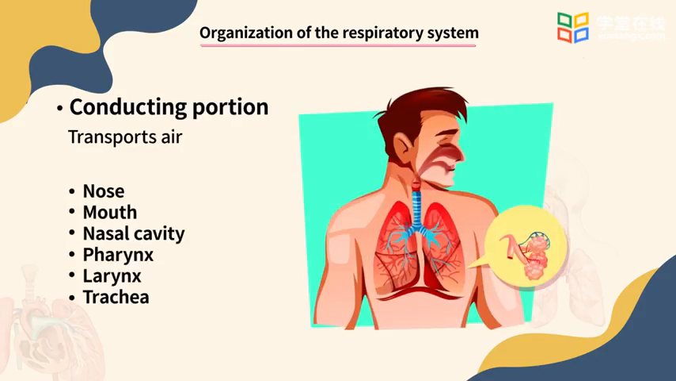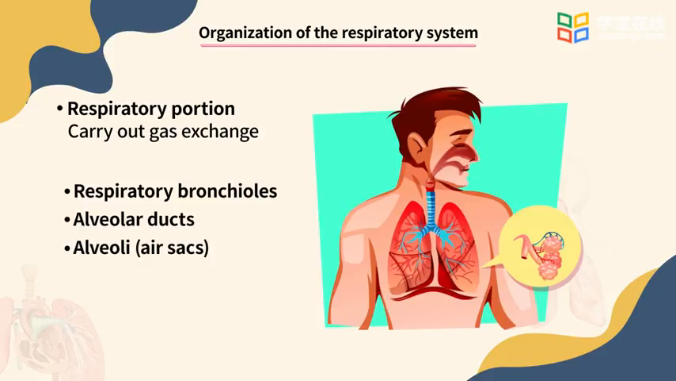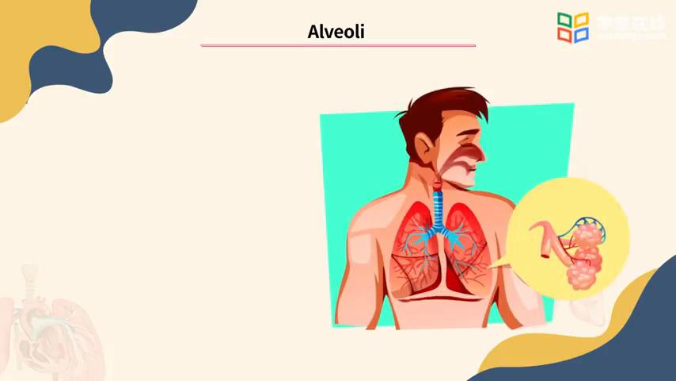The respiratory system starts from your nostril to the bottom of your chest and can be divided into two portions based on their functions. Air goes into your lungs via a series of organs called the conducting portions. Besides conducting, it also warms, humidifies, filters, and cleans the air. The other is the respiratory portion, responsible for gas exchange. At the end of the respiratory tree, we have the alveoli.